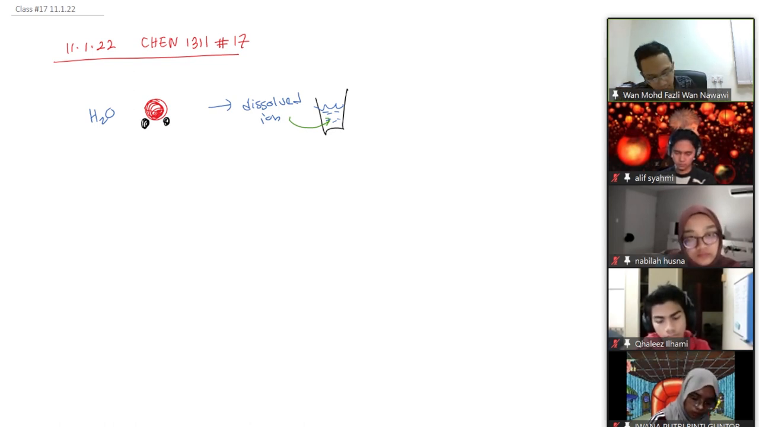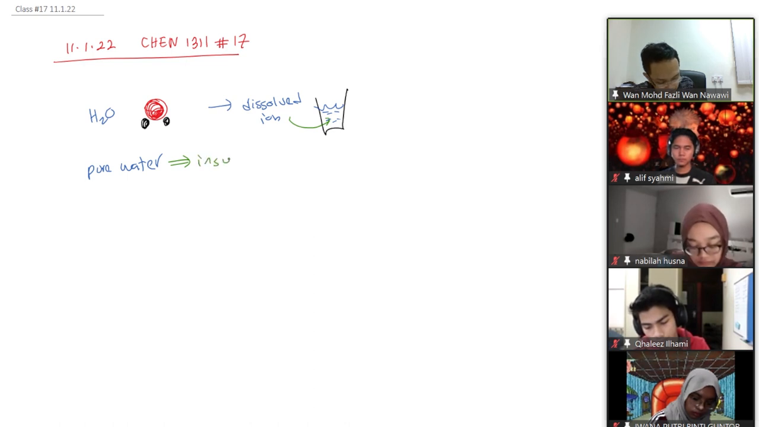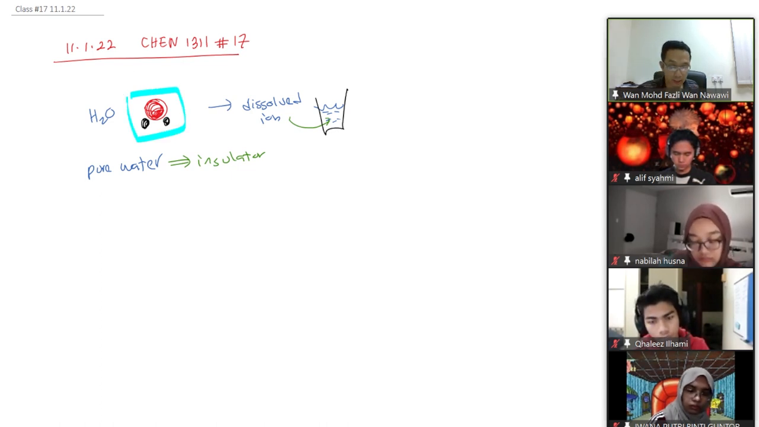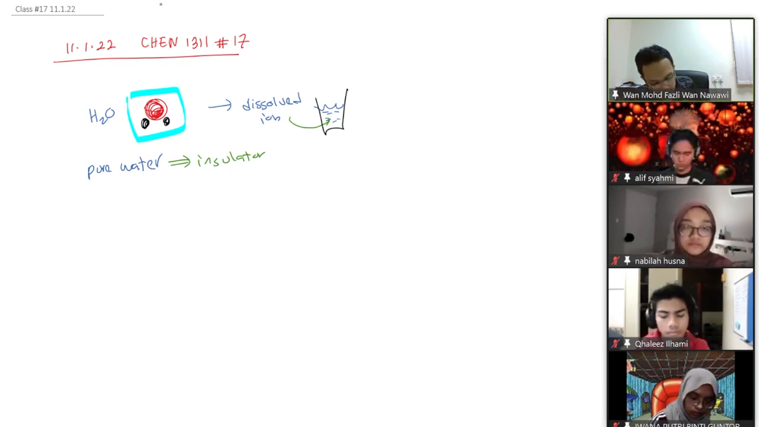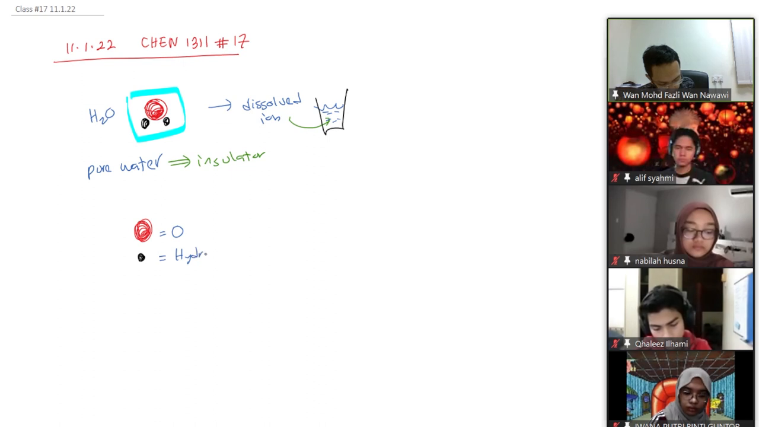Pure water, typically we can say, is more like an insulator. Even though, if you look at this picture of the water, the molecules are polar, meaning that they are different in terms of electronegativity. So if you see here, this is oxygen and this is the hydrogen. Let me put it here: this is oxygen, this is hydrogen. If you look at the electronegativity, what is it?